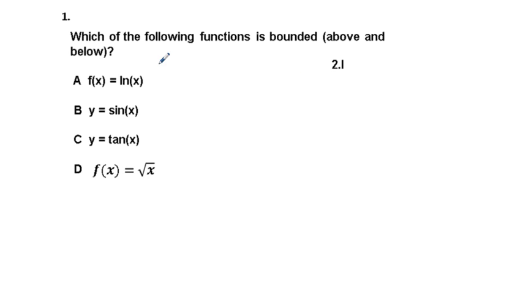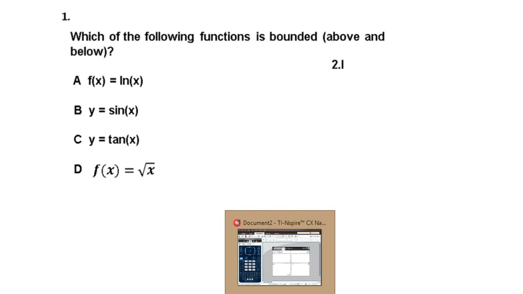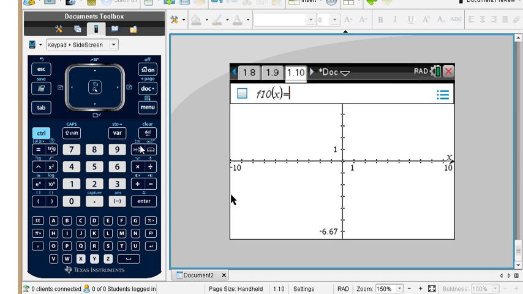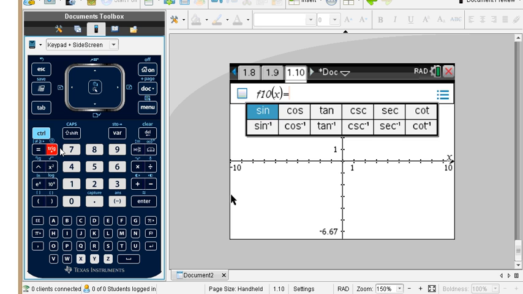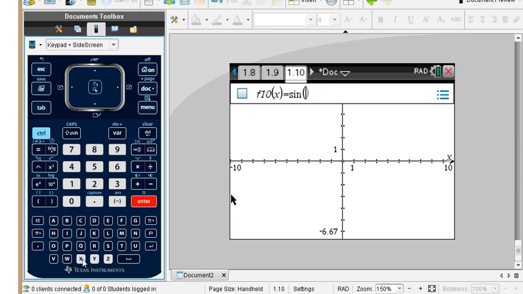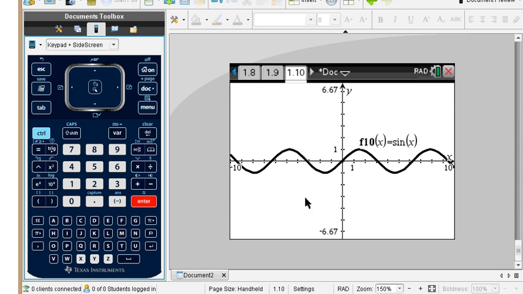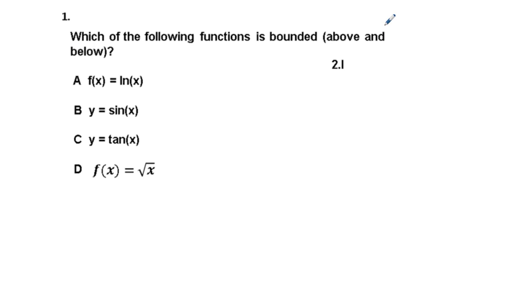And I did do a little favor by putting above and below. So really the only candidate for that is going to be this one right here, answer choice B. And to find that, if we go to the trig button in our calculator, we go to sine, and then we put X, and we see the oscillating function, and there is an upper boundary of 1 and a lower boundary of -1. Therefore, answer choice B is our correct answer for problem 1.